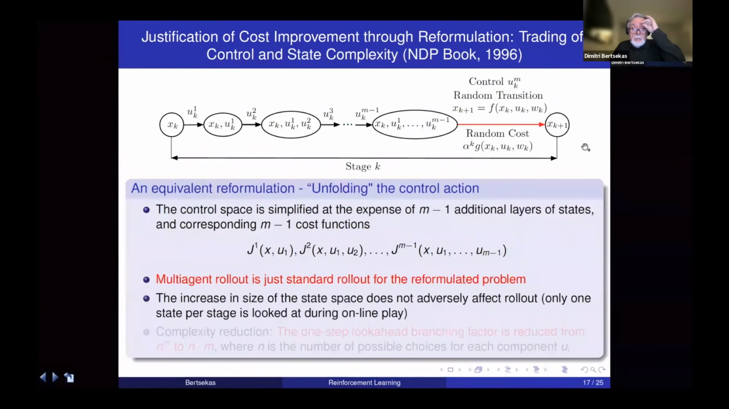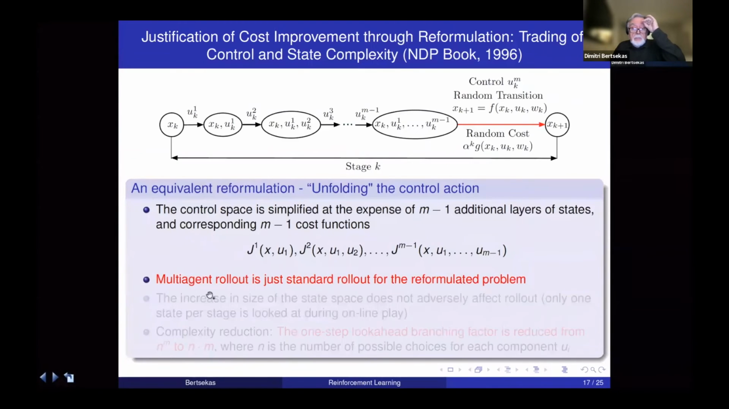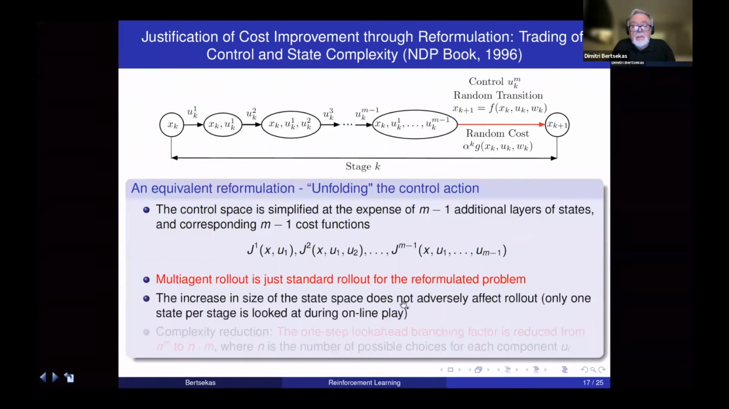Moreover, if you look at the structure of multi-agent rollout, it's just the same thing as standard rollout for the reformulated problem. And whereas, as I said, the size of the state space does not adversely affect the application of rollout. So we gain the cost improvement property. The multi-agent rollout is standard rollout for the reformulated problem. Therefore, it improves the cost function of the reformulated problem, which is the same as the original problem. So that's one other way to verify the cost improvement property for multi-agent rollout.